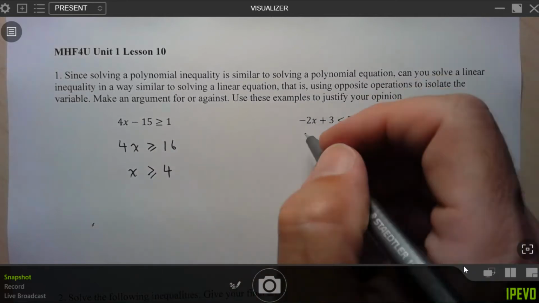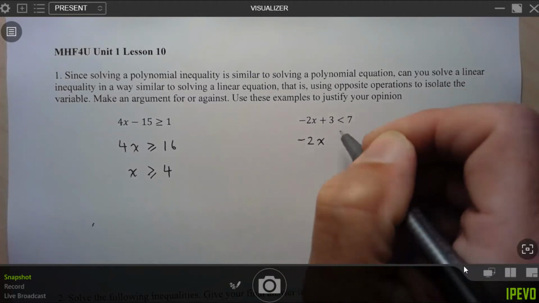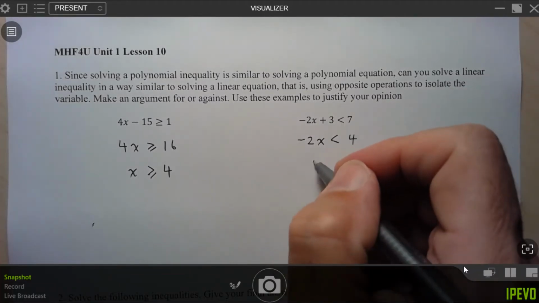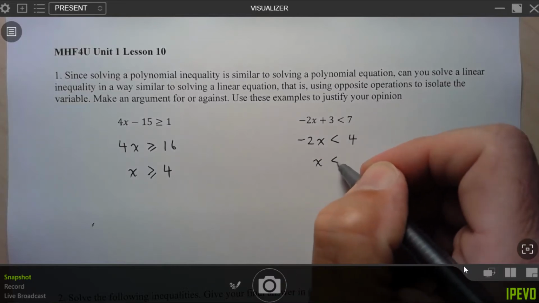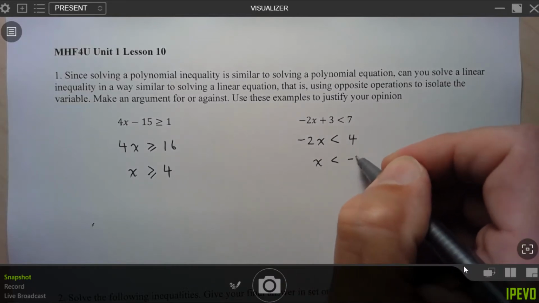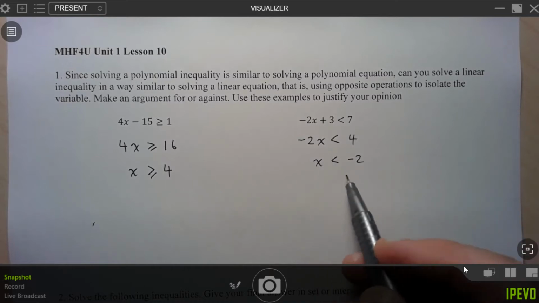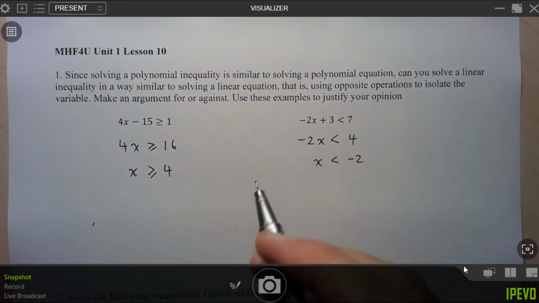So let's do this one here. Same thing, negative 2x. I'm going to subtract 3 from both sides. So 7 minus 3 is 4. Then divide both sides by negative 2. So 4 over negative 2 is negative 2. And so this tells me that for any value less than negative 2, the inequality should hold.